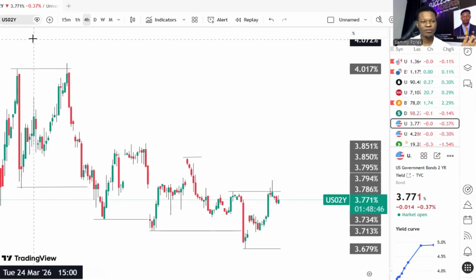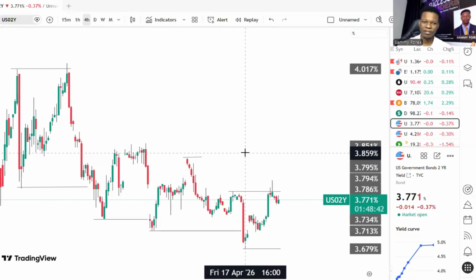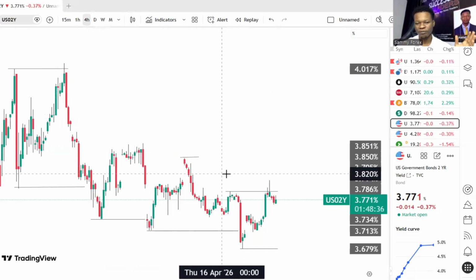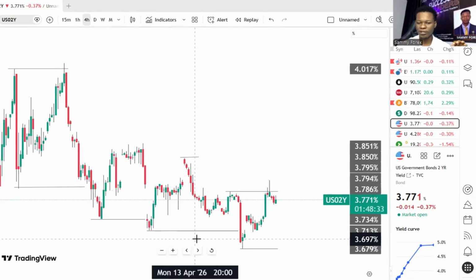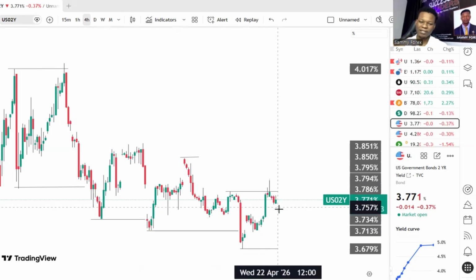All right. So this is the 2-year yield, talking about Fed expectation. Whenever the 2-year yield is going down, it shows you that we are expecting a rate cut. And right now, you can see price structure is giving us a bearish structure, taking out the recent lows, telling us that the Fed expectations are to cut rate. They are looking for a future rate cut. That's why price is selling down.